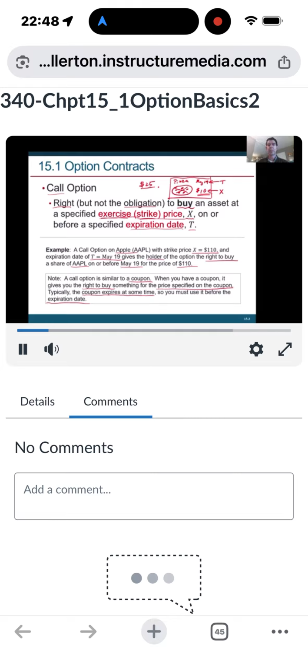Not factoring in the price that you paid for it, but if you just have a coupon and you're going to use that coupon, that would be the value of the coupon. So in this case, you would use your coupon.